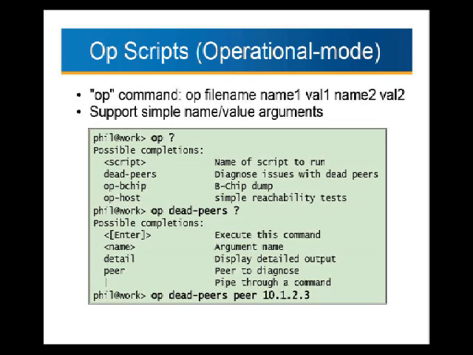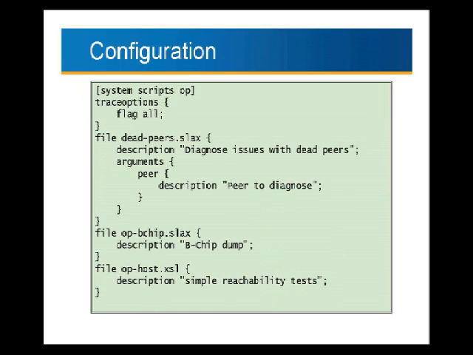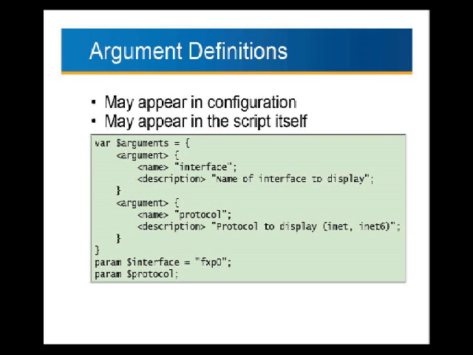So op scripts work by adding, we've added the op command. The op command takes a script name and then a set of name-value pairs. And the name-value pairs are actually described in either the configuration for the script or in the script itself. So the argument provided here, the pure argument, is what was given as completion on the previous slide. And they can appear directly in the script themselves. This script takes an interface and a protocol and then declares those as XSLT parameters with the default value for the interface as being FXP0.